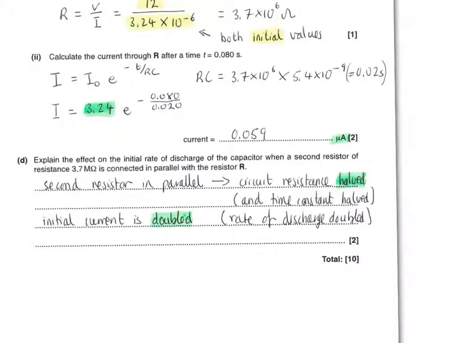Next, we're asked to calculate the current through the resistor at a later time. The data booklet will just give you the standard equation for exponential decay with a capacitor. That would say x equals x naught e to the minus t over RC. We just have to adapt that to apply it for current.